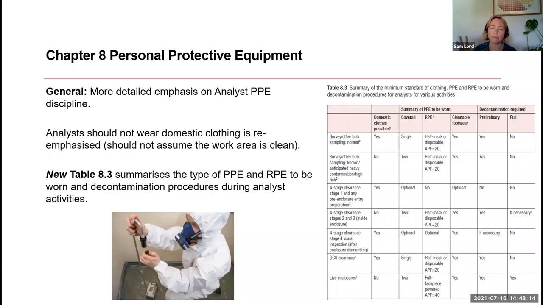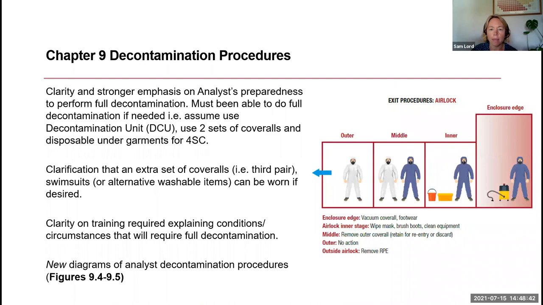I think this is really helpful, my second favorite table, table 8.3, and that basically summarizes the minimum standard of PPE and RPE to be worn. And also the decontamination procedures, depending on what the analyst is doing, so whether they're doing four-stage clearance or just sampling, whether they need to do a preliminary decontamination or a full decontamination where they go through the decontamination unit that's on site.